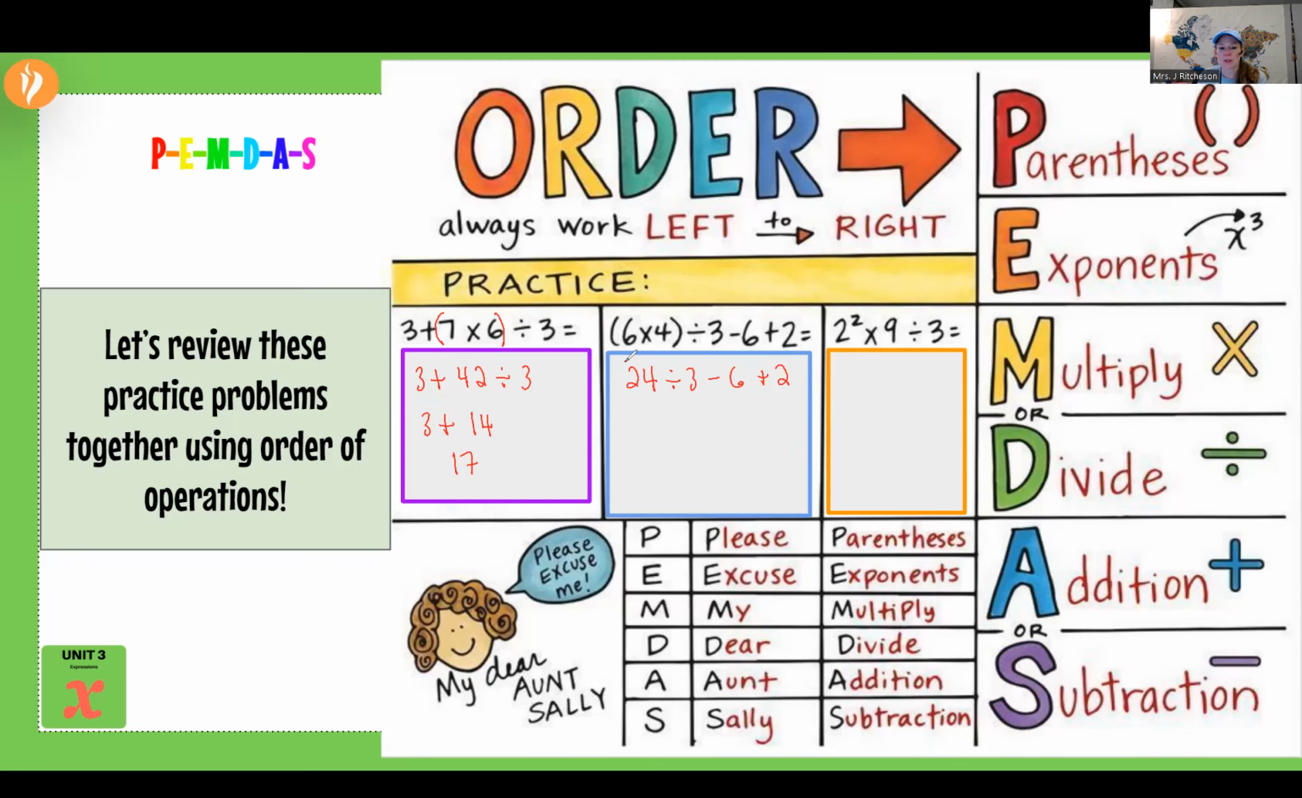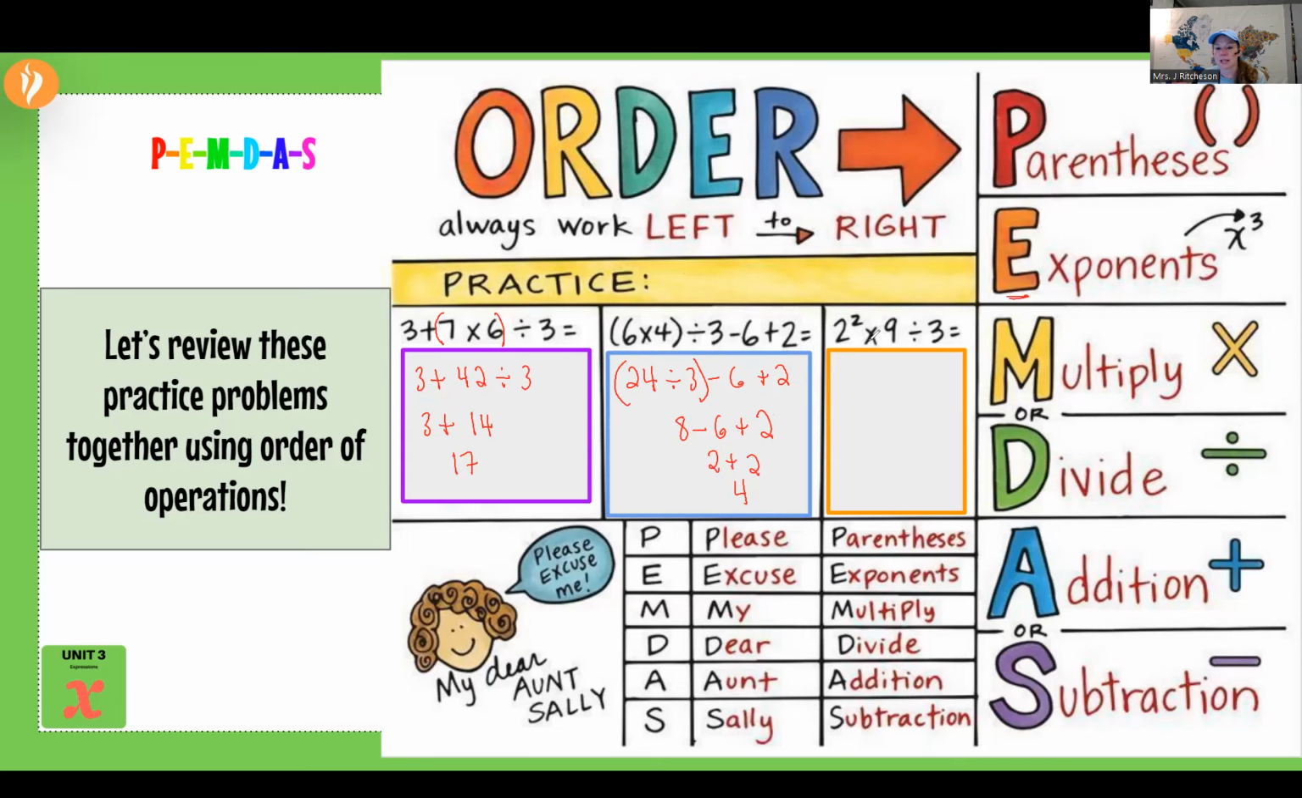Now we must do our division problem next. So 24 divided by 3 is 8 minus 6 plus 2. We're going to subtract and add in order from left to right. So 8 minus 6 is 2, and 2 plus 2 is 4.